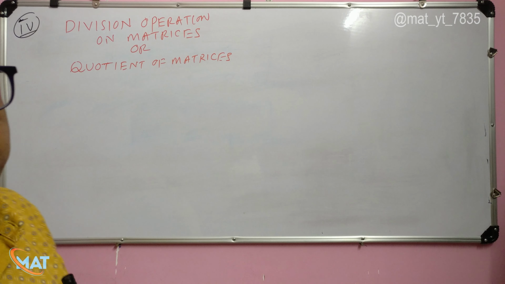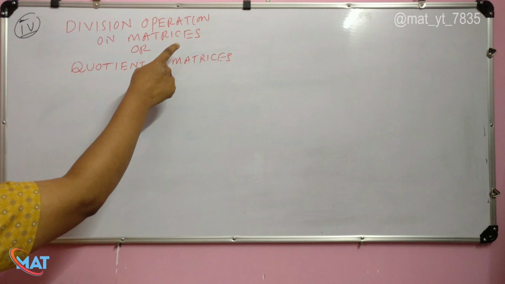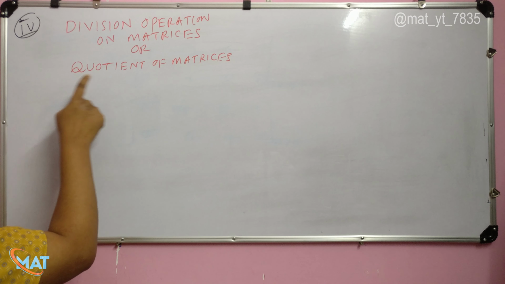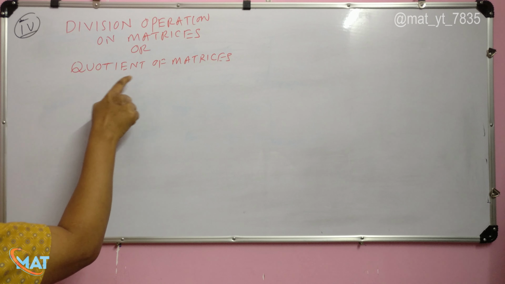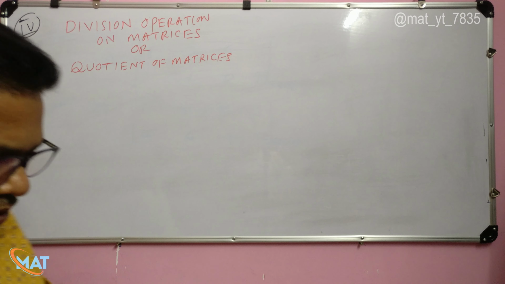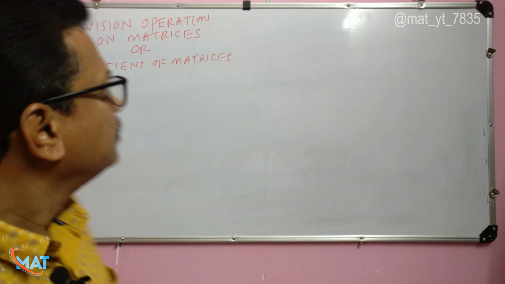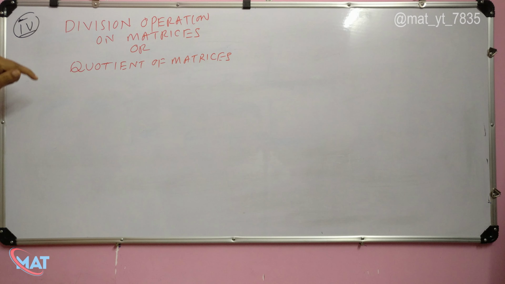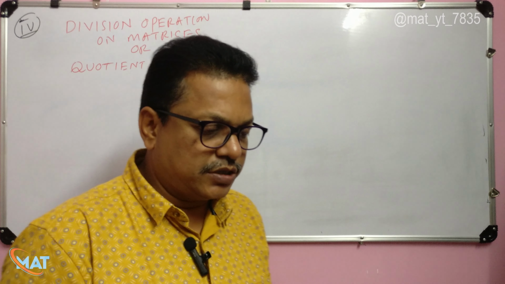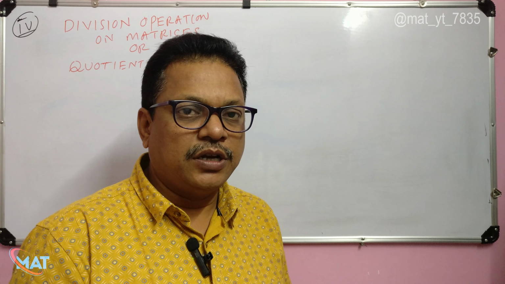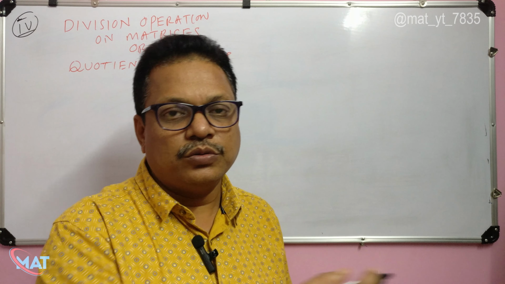Let us continue. The fourth operation on matrices, the division operation on matrices. It is also called the quotient of matrices. Quotient, division. Just like I told you, difference of matrices or subtraction of matrices, generally we won't use the word division or quotient. But how to find this? Is there any special condition for that? For addition and subtraction, the order or the size of the two matrices must be the same.